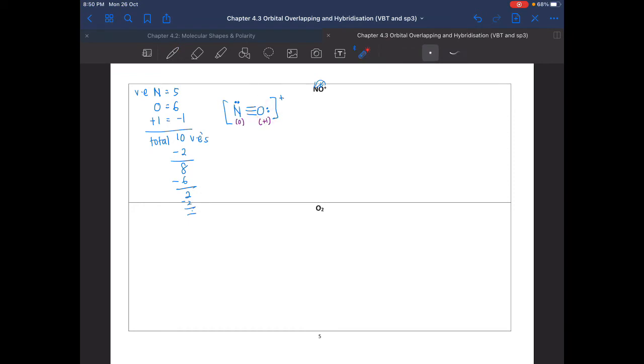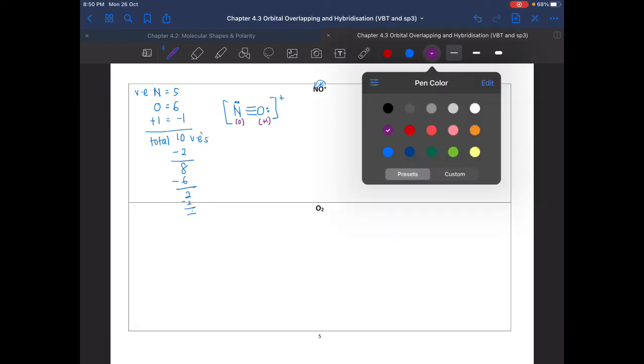Okay, sebab apa ini penting? Sebab kita nak buat valence electronic configuration. So kita kena ambil kira the positive charge. Okay, so let us write the valence electronic configuration. Kita guna color lain lah, hitam.